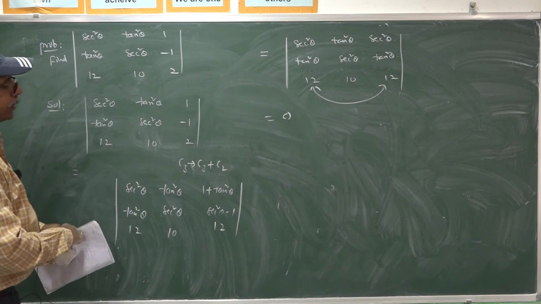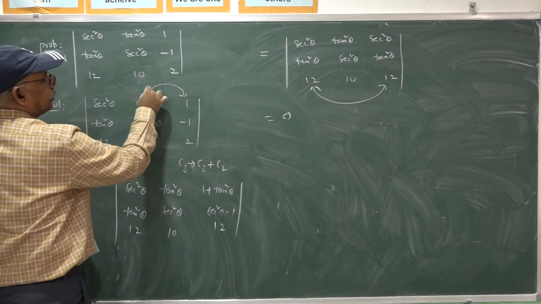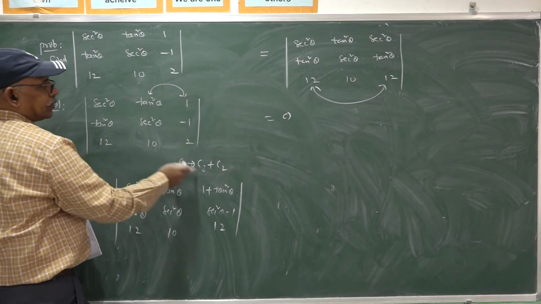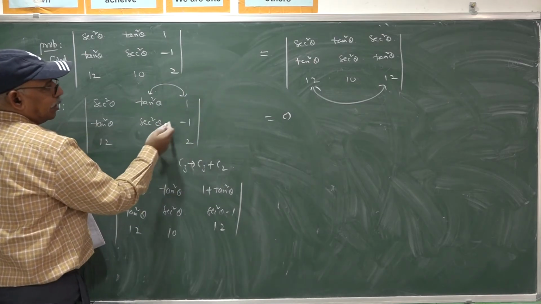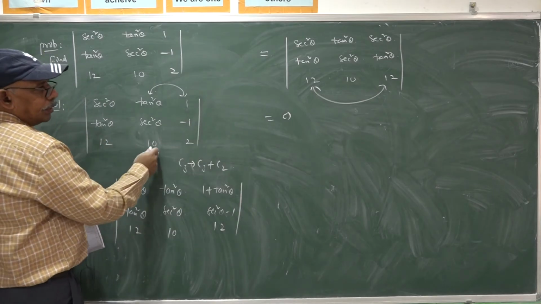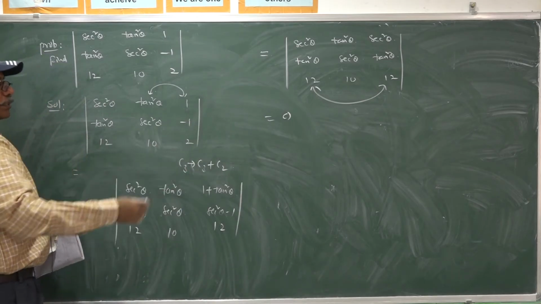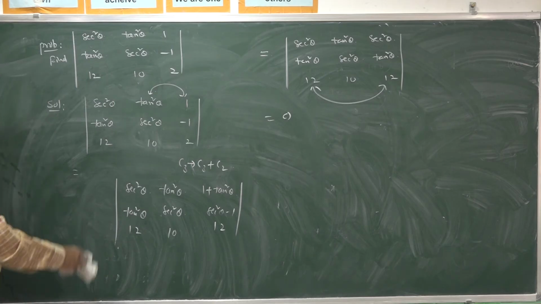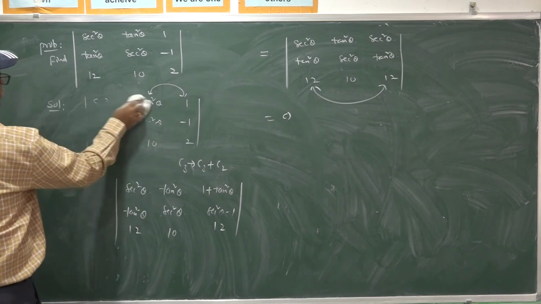Just adding these two columns, 1 plus tan square theta is secant square theta. Secant square theta minus 1 gives us tan square theta. 10 plus 2 gives us 12. Hence, straight away you can get 0 as the determinant value.